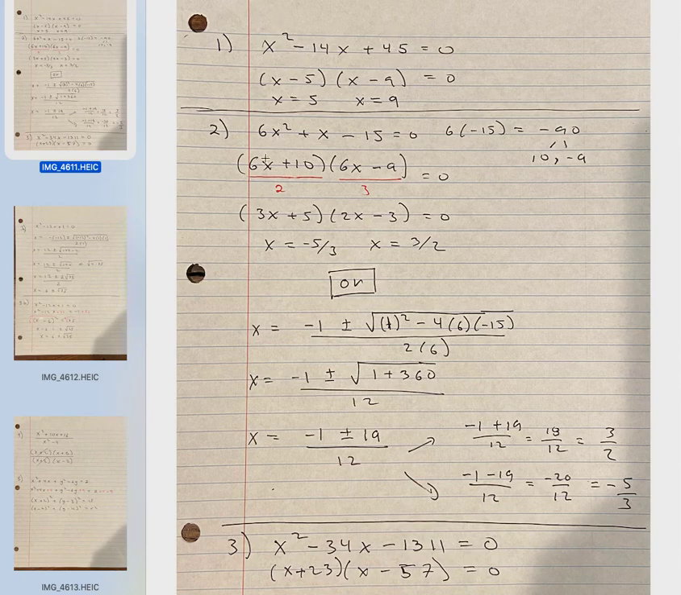So here we go, 6 times negative 15 to get negative 90. And then we say what multiplies to negative 90 and adds to be that little invisible 1 there in the middle, which would have been a 10 and a negative 9. You could do the AC method from here as well.